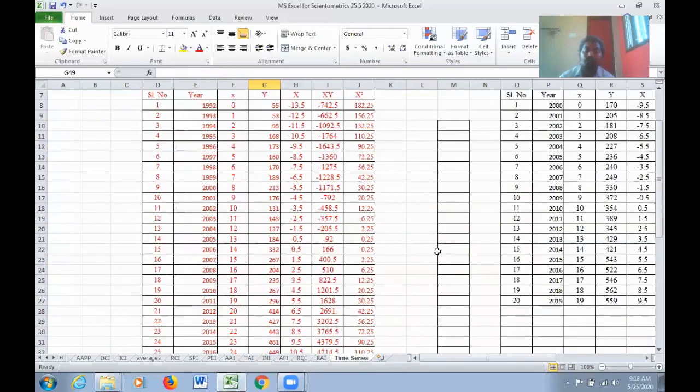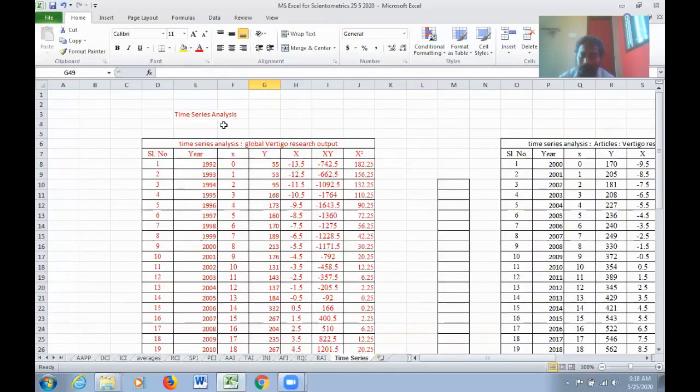So this way you can do time series analysis for the entire output. You can take only single author publications and calculate time series analysis. You can take only joint author publications and calculate time series analysis. Whatever kind of future estimation you want to make, you can achieve it with the help of this time series analysis.